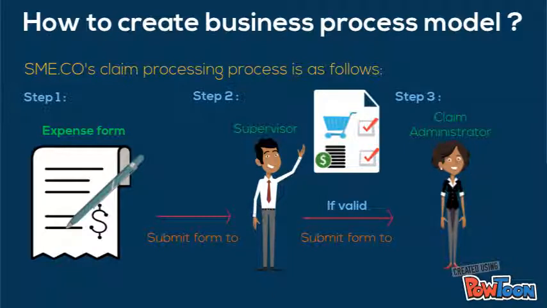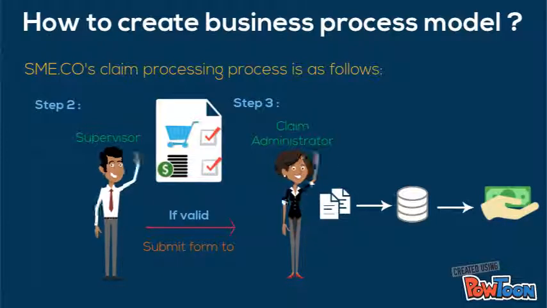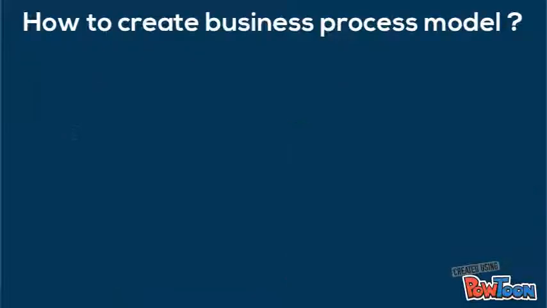Step 3. Upon receiving the authorized expense form, the claims administrator logs the expenses into a database and makes payment for the expenses to the employee. After listening to the case study, now I will teach you how to create a business process model for this case study. First, identify the business participants.